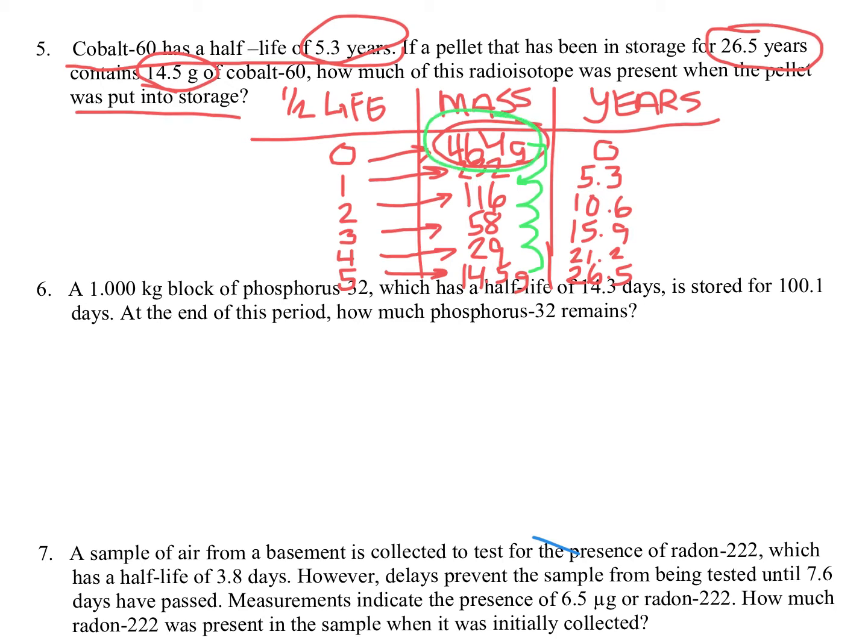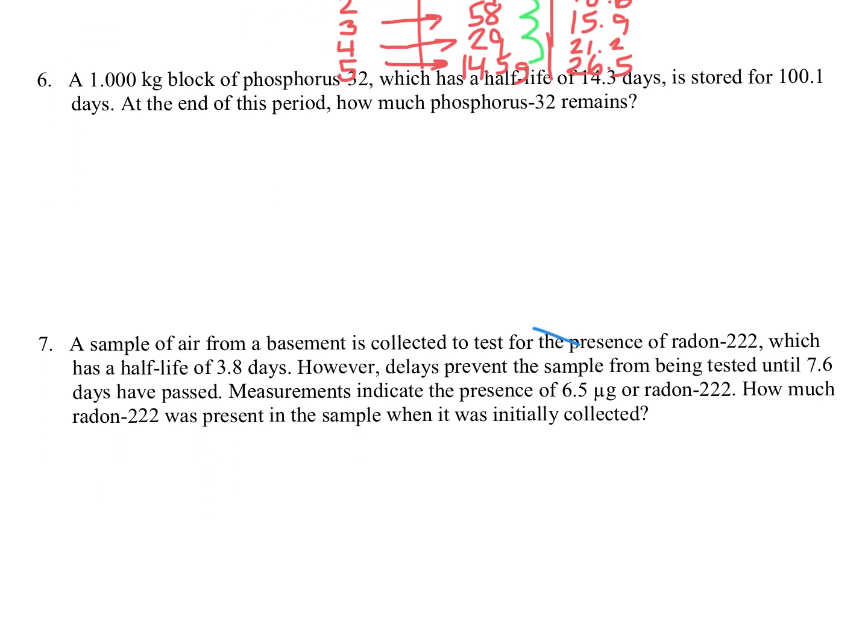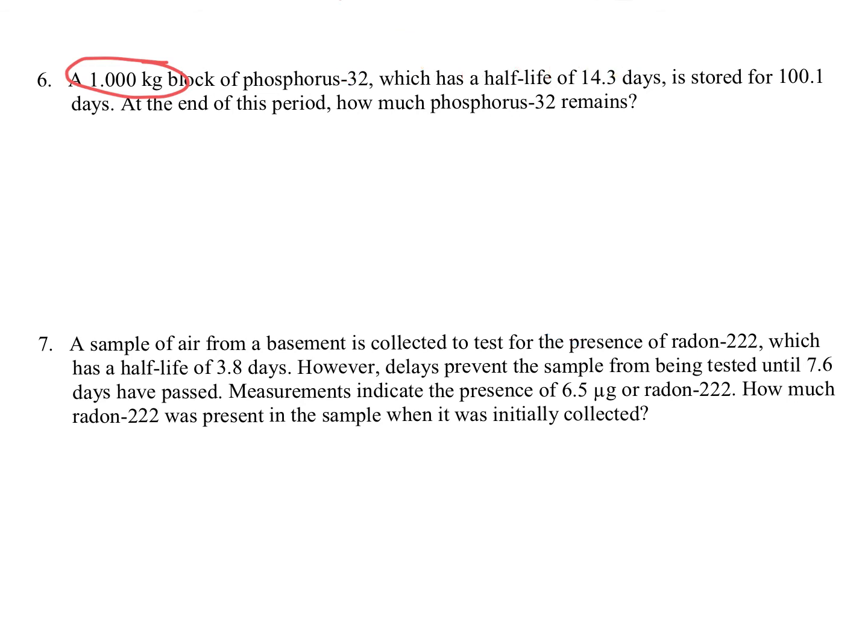All right, nice job. Let's go ahead and move on to question number 6. And to do that, let's start reading to see where we are at. So I've got a 1 kilogram block of phosphorus. All right, so it looks like I have a mass there. Perfect. Let me clean up here. Here we go. So we've got a 1 kilogram block of phosphorus-32.